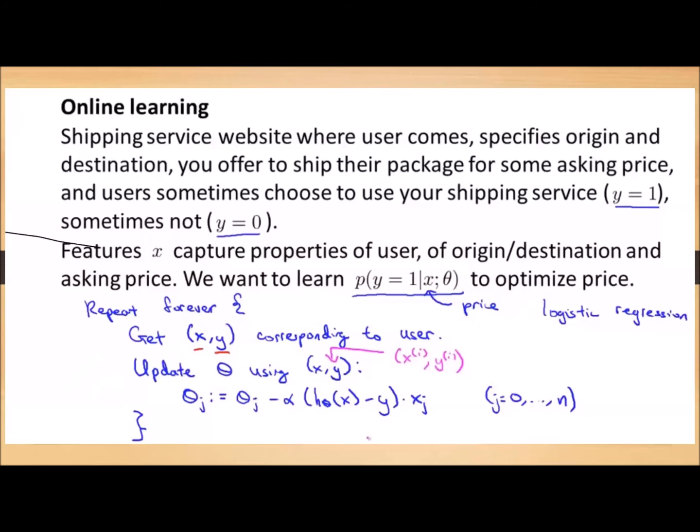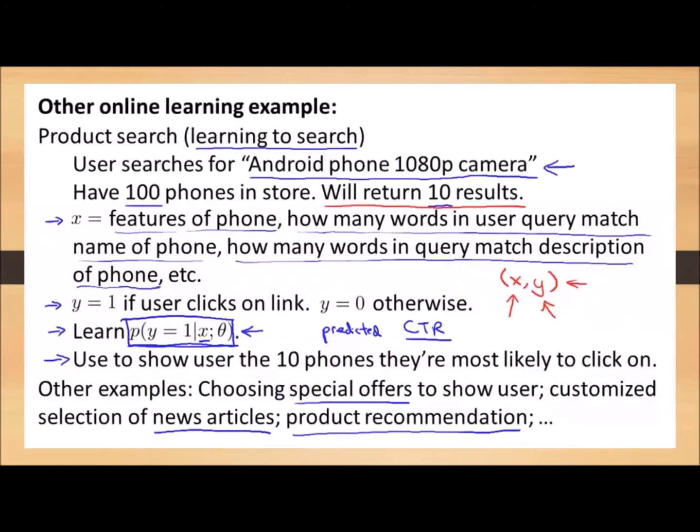Now we will see a similar kind of problem here. There is a product search problem. Whenever a user is visiting our website, a website which consists of phones, assume there are 100 phones. The user typed Android phone 1080 pixel camera. Now we have to return 10 results to him based on his requirement. Now we check the features of the phone, in the keywords what features he has typed, and how many words are matching from our 100 phones. Based on that, we will display 10 phones. Out of the 10 phones, if the user clicks a phone, then we will say y is equal to 1.